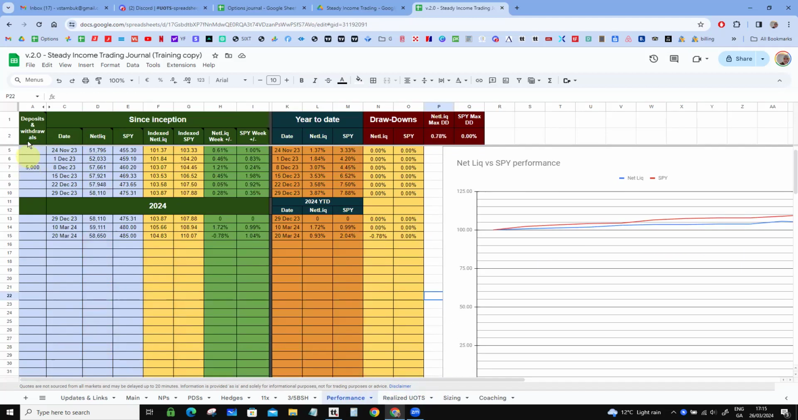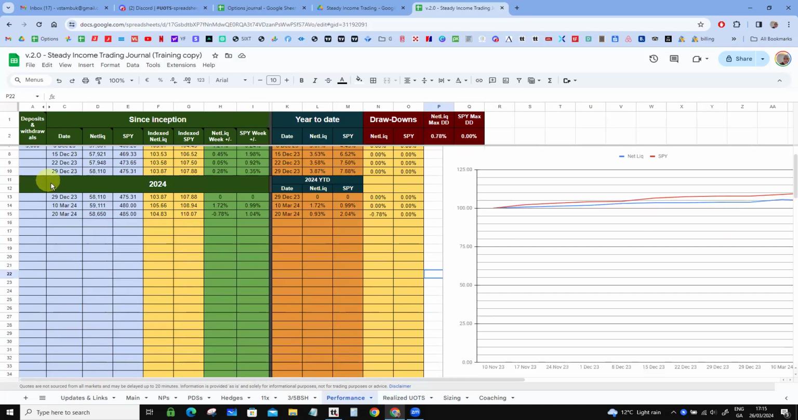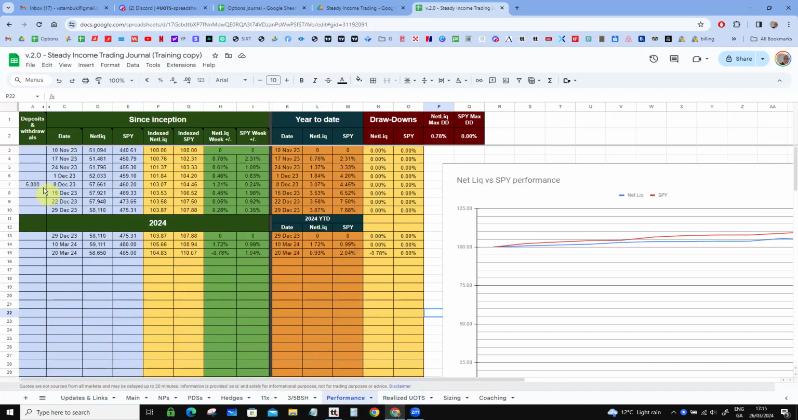And the same thing is on the performance tab. You can add deposits or withdrawals here in column A, and that will again calculate time-weighted deposits so that it's not skewing your results. So your actual indexed net liq, always starting from 0, is an accurate representation as if you just had a lump sum at the beginning and going on, even though you're adding or subtracting money. But we'll come to that page again later on.